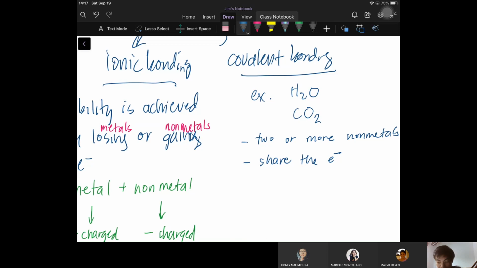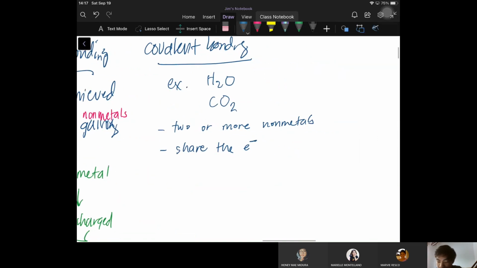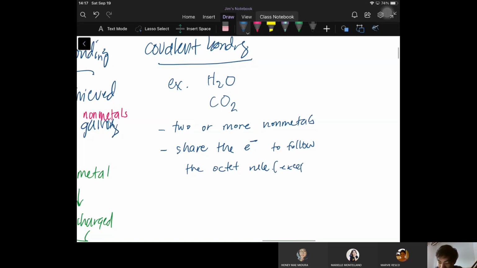They will share electrons in order to satisfy their need, the number of electrons needed for them to be stable. Okay. So, yan, they will share electrons to follow the octet rule. Kailangan walo yung electrons sa paligid nila in order for them to be stable, except hydrogen and helium. Okay, so yan lang muna for now. Next week marami tayong violations na makikita dito.